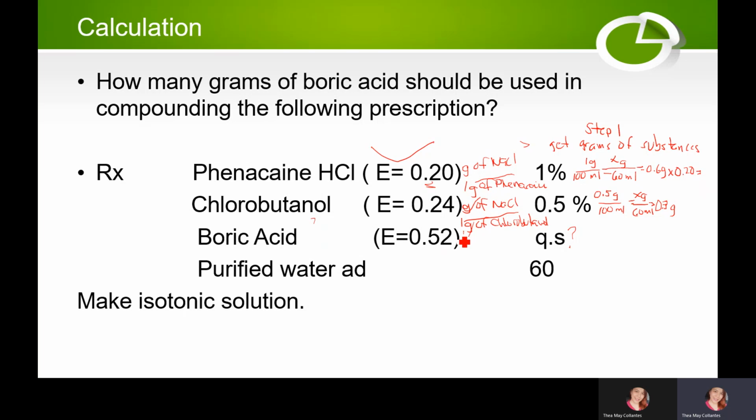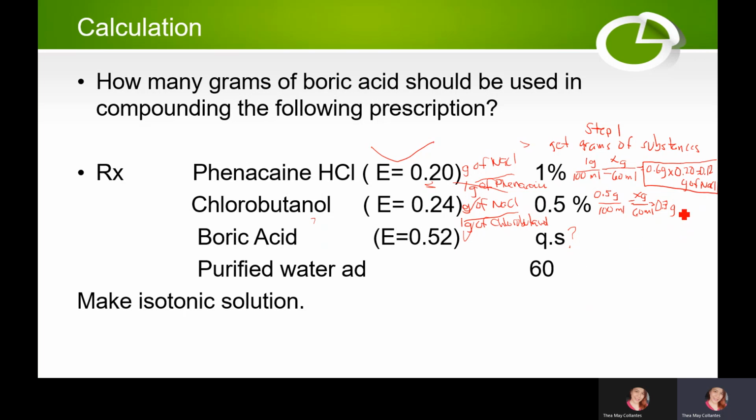The gram of phenacaine cancels out with the 1 gram below, and you will just be left with the grams of NaCl. Therefore, the value that we are going to derive here is the NaCl equivalent. This is the NaCl equivalent of your phenacaine, that is 1% in your 60 ml. So I hope it's clear. So 0.20 times 0.6 is equal to 0.12 grams of NaCl. So basically, we are deriving the grams of NaCl.